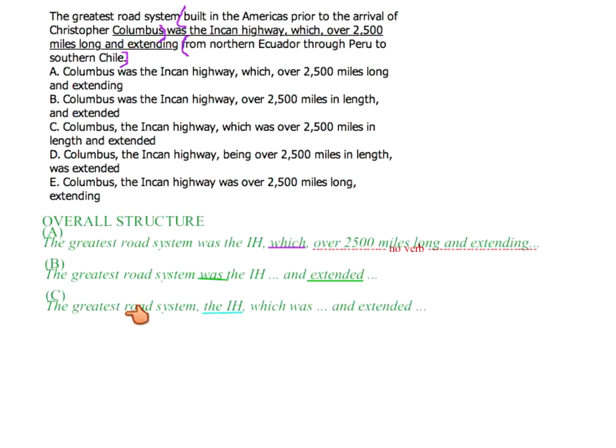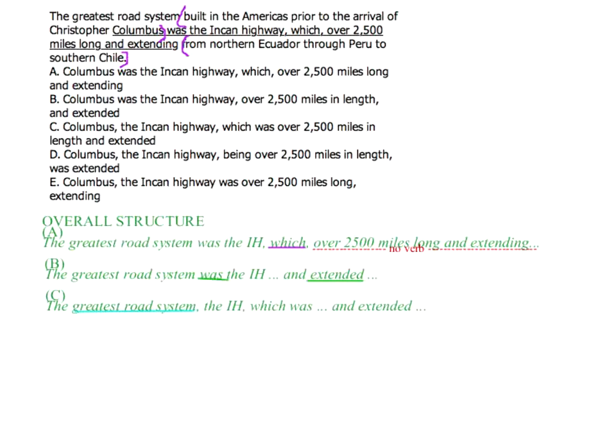Actually, the greatest road system would be the grammatical subject here. And then the Incan Highway would just be a modifier specifying what that exactly was. But the point is there's no verb here. You just have subject, modifier, other modifier. Which was, you cannot have an entire sentence where your verb is "which was." Again, if you don't see the issue with this, a lot of people pick this choice.